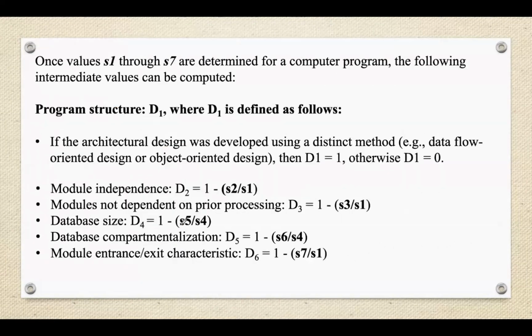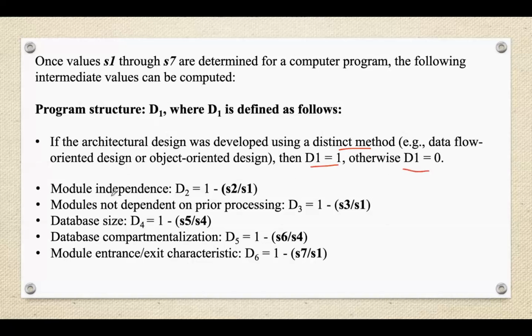So after finding values from S1 to S7, we need to calculate the intermediate values also. If the architectural design was developed using a distinct method, like any data flow oriented design or object oriented design, in that case, the D1 value will be considered as 1. So if there is no distinct method, then the D1 value should be taken as 0.